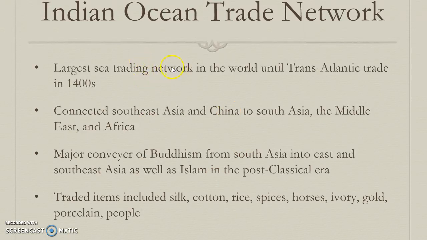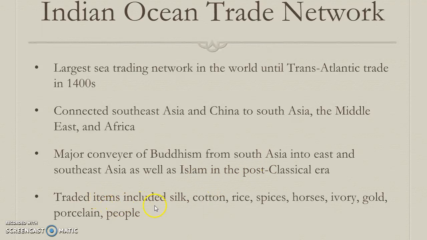Now, the Indian Ocean Trade Network was the largest sea trading network in the world up until the transatlantic trade opened in the 1400s with the Europeans going to the Americas. It was also a major conveyor of Buddhism from South Asia into East and Southeast Asia, and it also spread Islam to Africa as well as Indonesia.